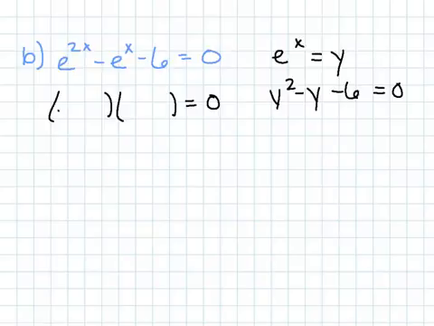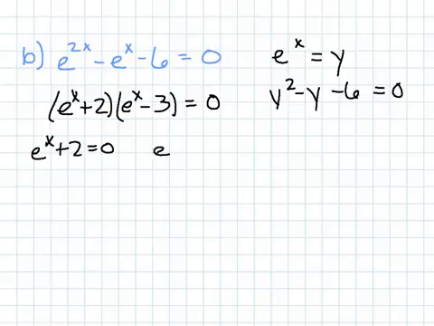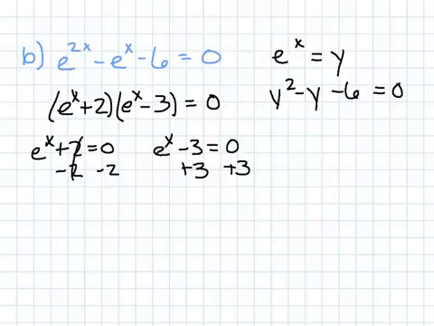The first term for each would be e to the x, because e to the x times e to the x would get me e to the 2x. And minus means plus minus. And then factors of 6 that subtract to get me 1 would be a negative 3 and a positive 2. Now I can set them both equal to 0, like you would any other quadratic when you're solving by factoring. I subtract 2, I add 3, e to the x equals negative 2, e to the x equals 3.